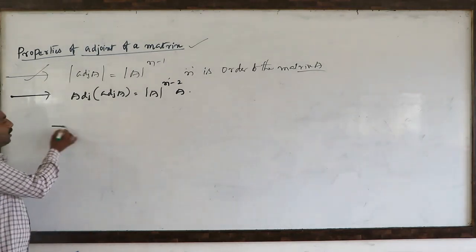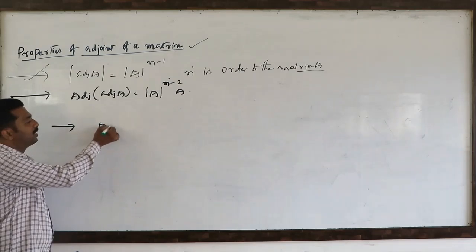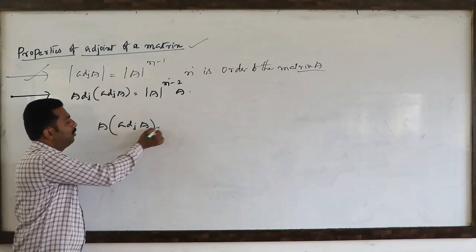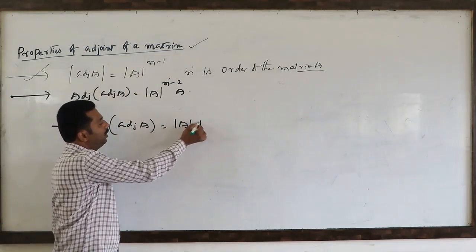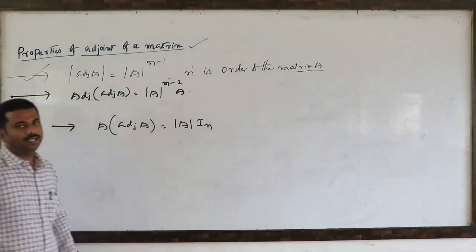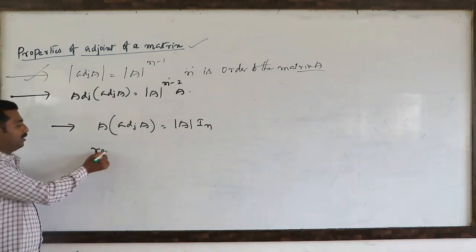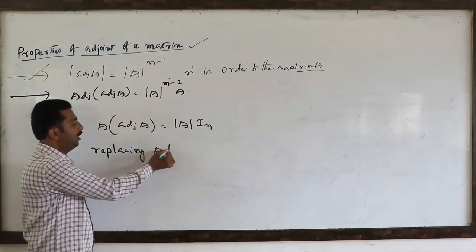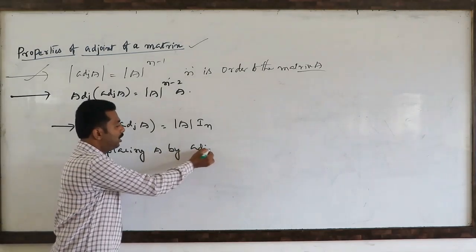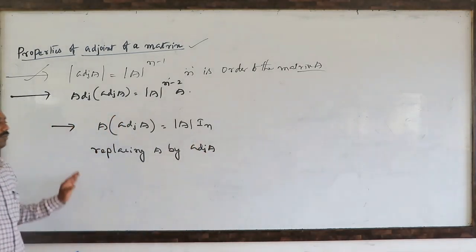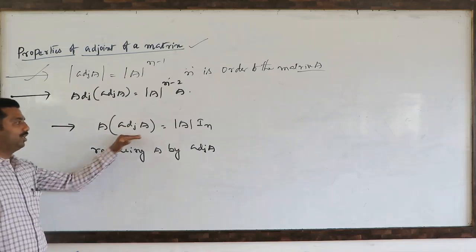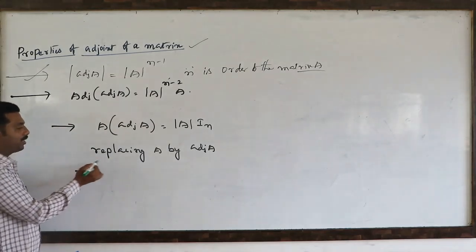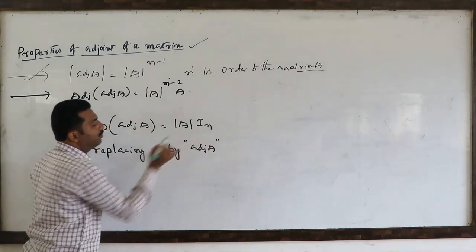To prove this result, we assume the previous theorem: A into adjoint of A equals determinant of A into the identity matrix of order n. Here we are replacing A by adjoint of A. Actually, proof is not necessary, just for understanding purposes I will tell the proof for one or two results. Wherever A is there, we have to replace it with adjoint of A.